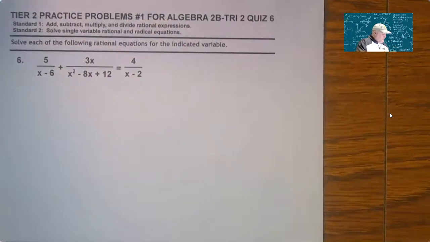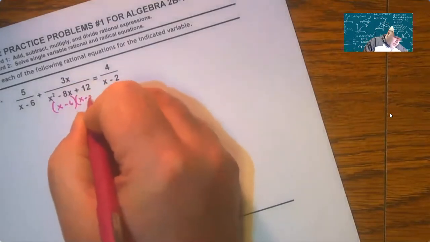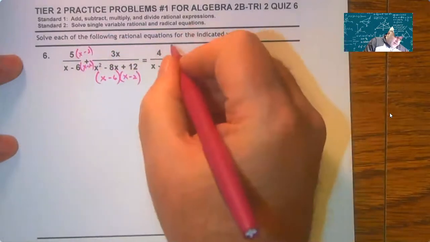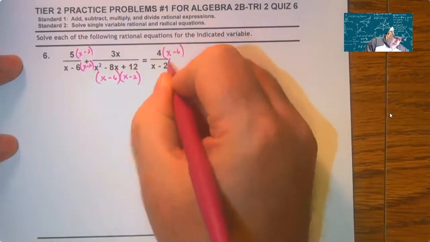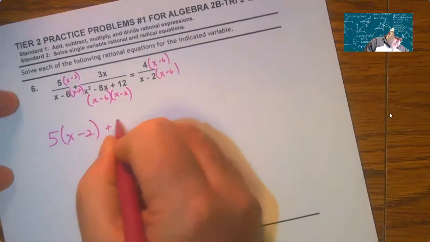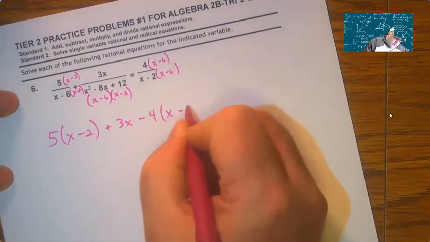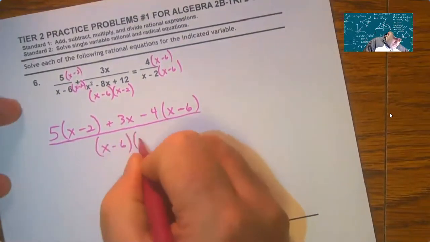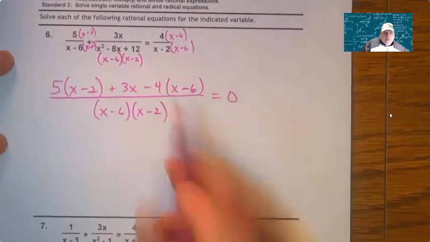All right, problem 6. So we need to get a common denominator, and we need to factor this. Oh, lo and behold, I think it's the problem from before. So this gets the x minus 2 on top and bottom, and this gets the x minus 6 on top and bottom. So I'm going to, again, write this all in one line. And so we have to subtract over. So we're just focused on the tops. We have to subtract over that top piece.